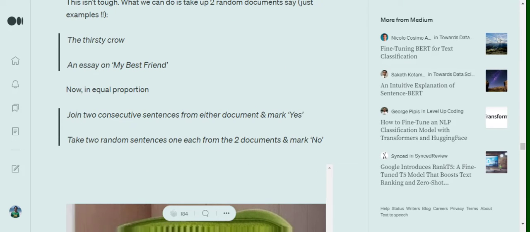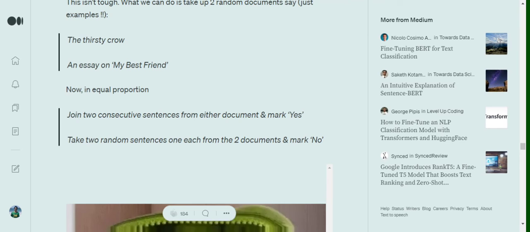So join two consecutive sentences from a document and mark as yes. Take two random sentences, each from two documents, and mark as no. I guess you must have got an idea how we are trying to prepare the training dataset. If you are able to pick out two consecutive sentences from any random document, the label would be one.